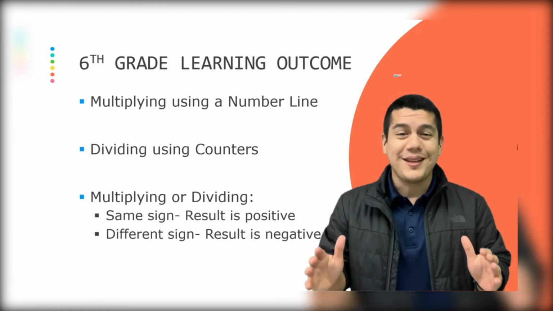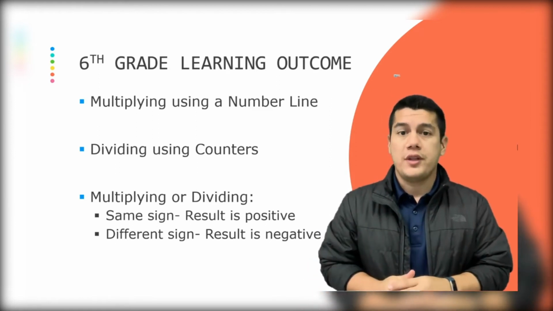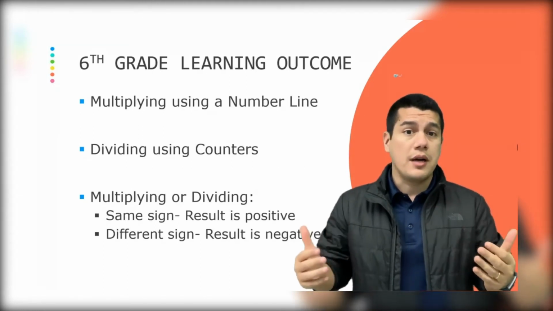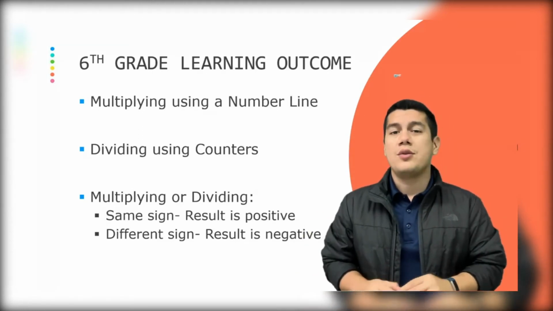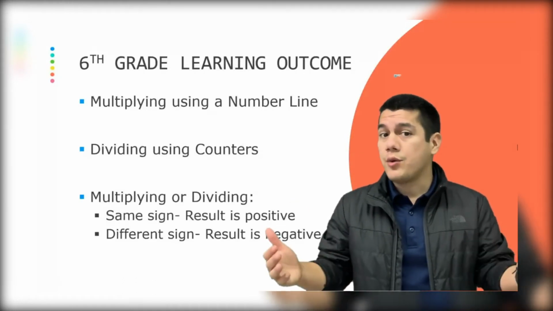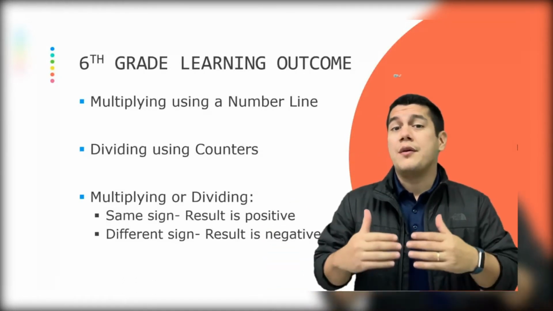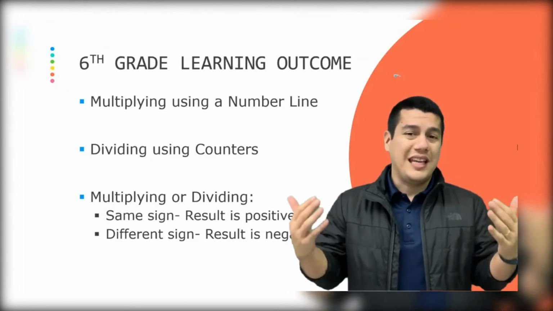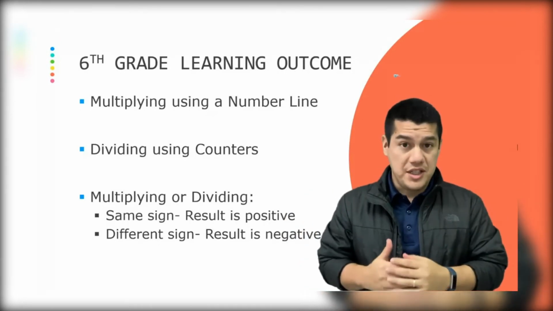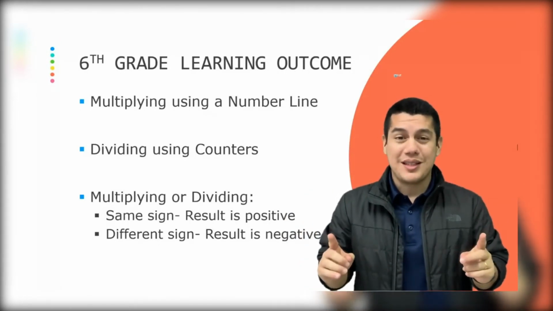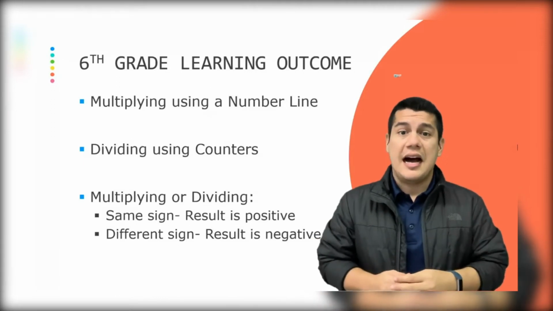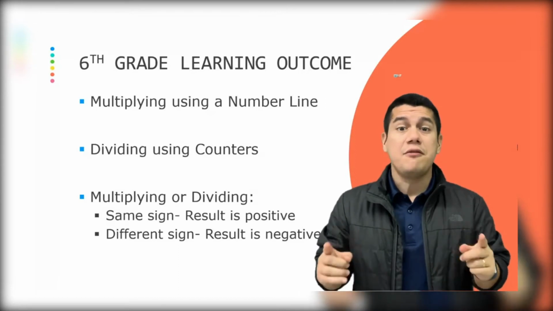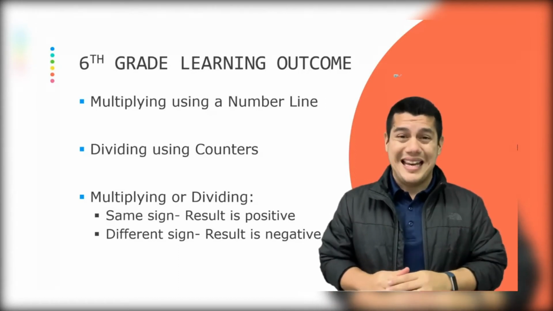Our 6th grade learning objective for today was that we learned how to multiply integers using a number line. We also learned how to divide integers using counters, and of course we reviewed the multiplication and division of integers rule, which is if both numbers have the same sign, our result is going to be positive, and if they have different signs, then the result is going to be negative.